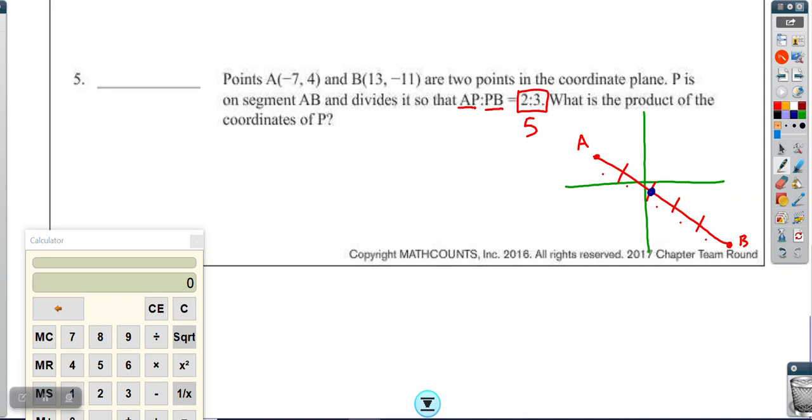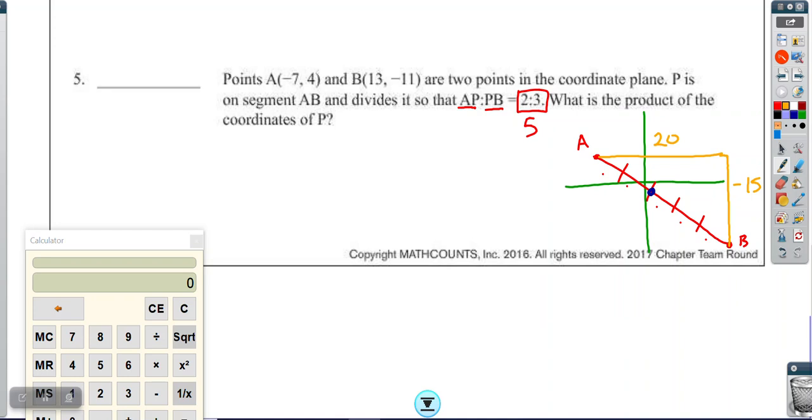So let's see. If I'm looking at this as sort of a slope problem, I have a horizontal change and a vertical change. This horizontal change here is going to be 20 units, going from -7 to 13, that's a difference of 20. I have a vertical change of -15 because I'm going from 4 to -11, so that's down 15. And they're both multiples of 5, which is really helpful because I have 5 sections.